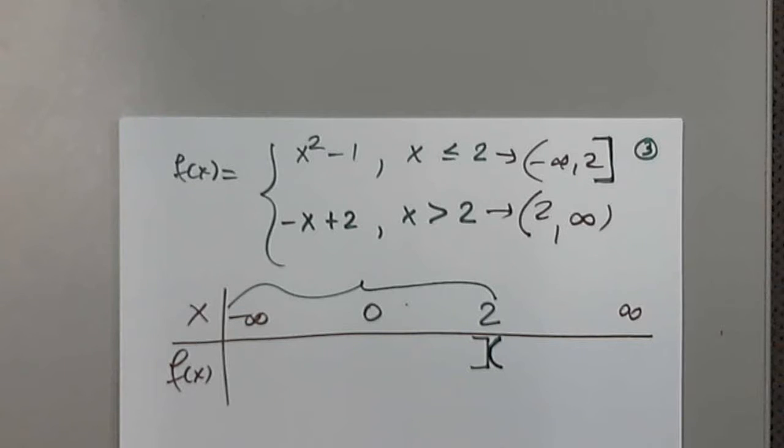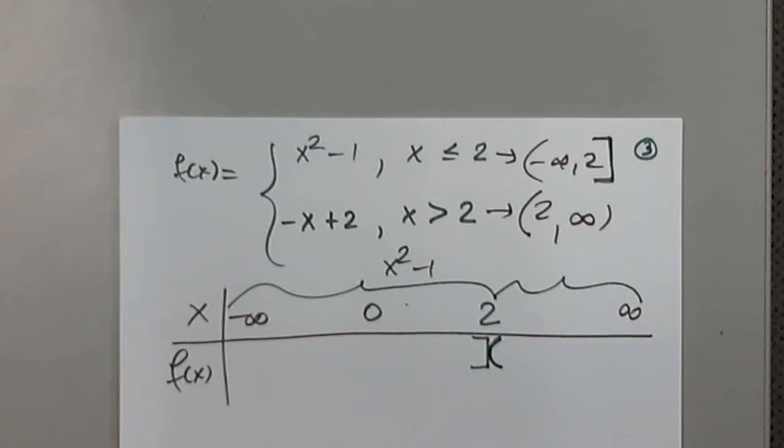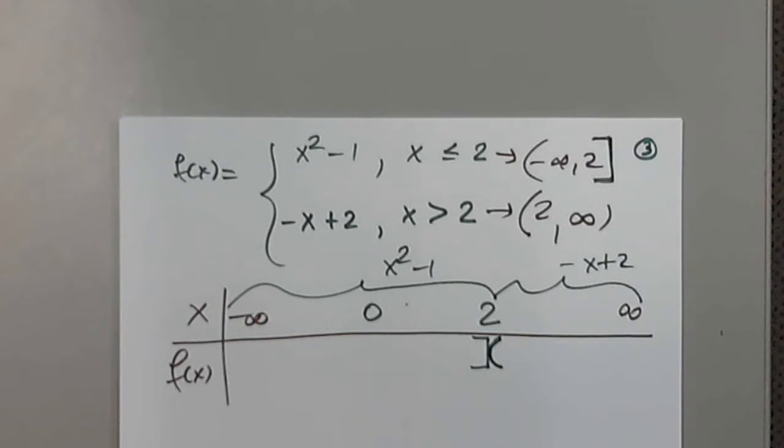Which function do I have to use for the left-hand side of 2? X squared minus 1. Obviously. Very good. And which one on the right-hand side of 2? Negative x plus 2. That's it. Very good. What type of function is the first one?